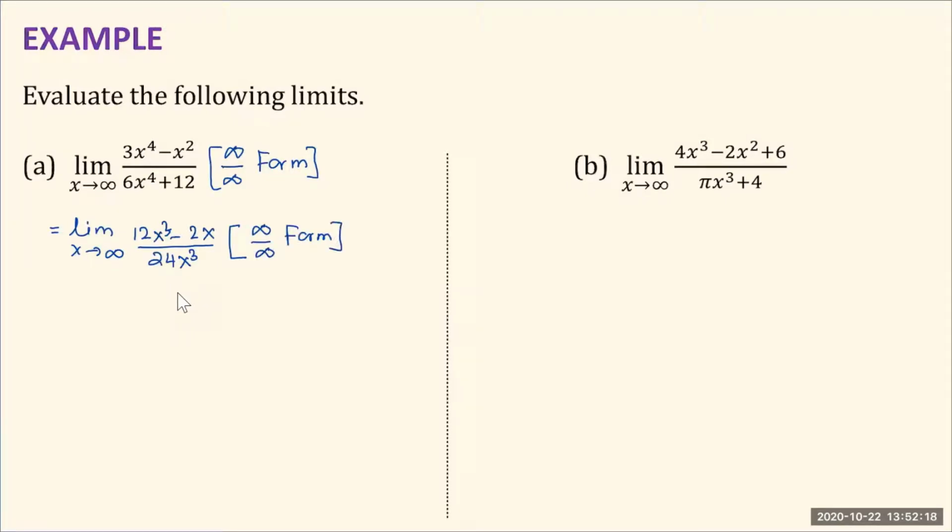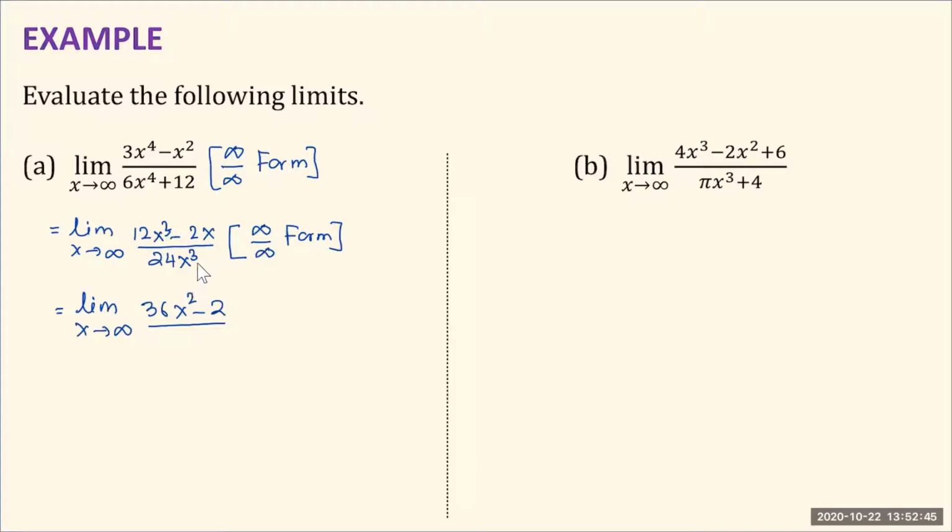So we have to use L'Hopital's rule. That is, we have to find the derivative of the numerator and the derivative of the denominator separately. So it will be the limit as x approaches infinity. Now, the derivative of the numerator will be 3 times 12, 36x squared, minus 2, since the derivative of 2x is 2, divided by, in the denominator, 24x cubed.